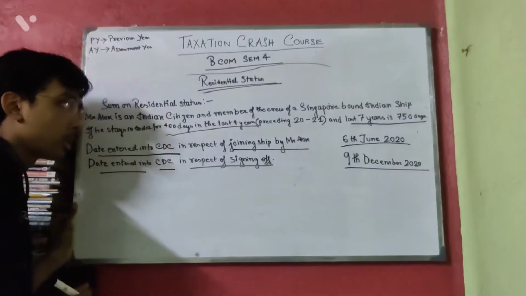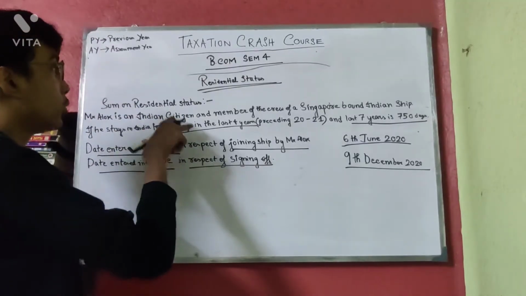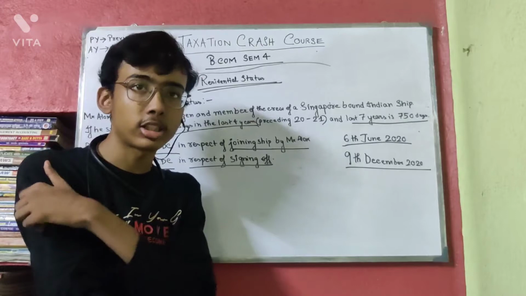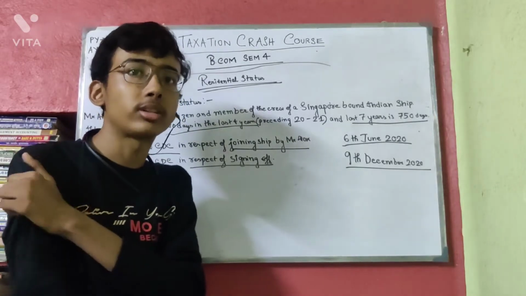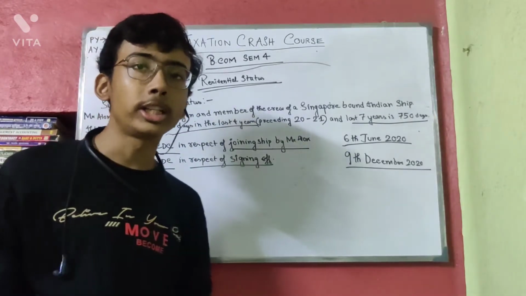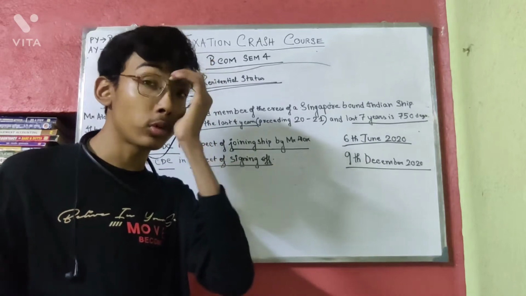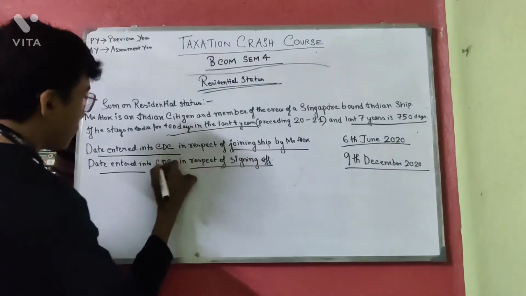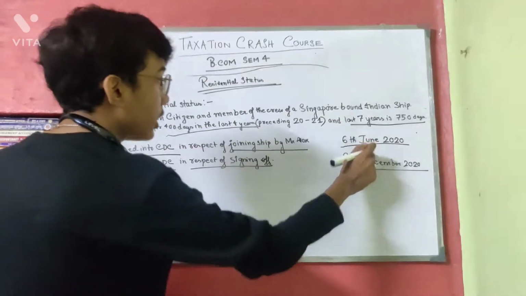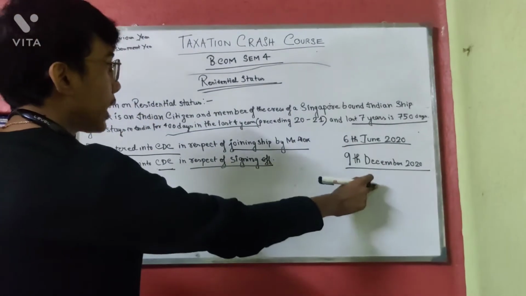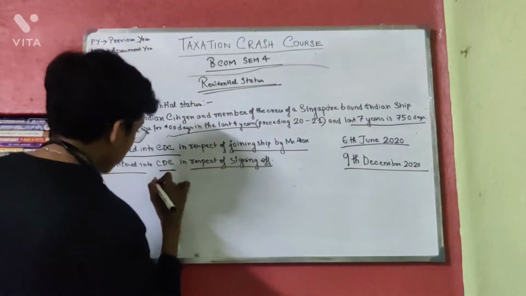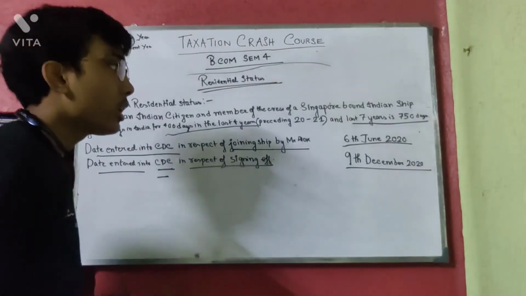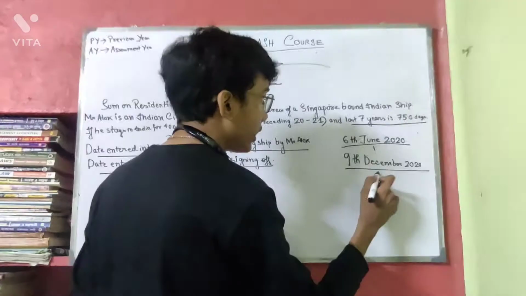So when we see the line that he is a member of the crew of an Indian ship, we must immediately understand that this is a special case of residential status in which the 182 days or more condition should be satisfied. So we must see the period from 6 June to 9 December 2020. For the calculation of his stay in India, we must calculate his stay outside India.